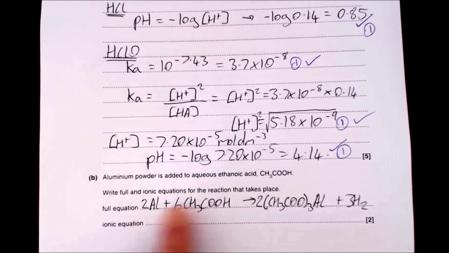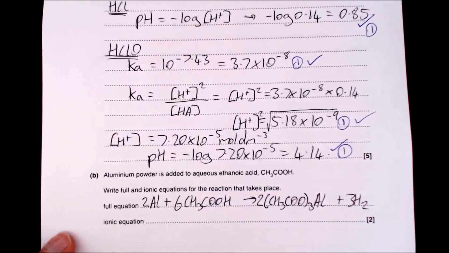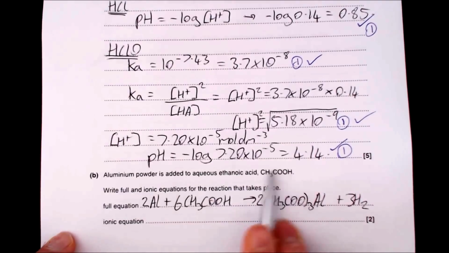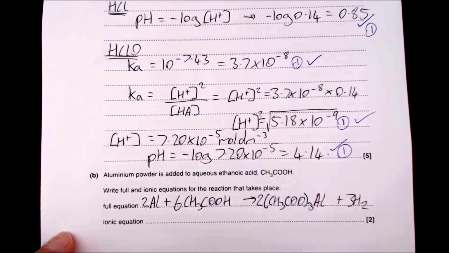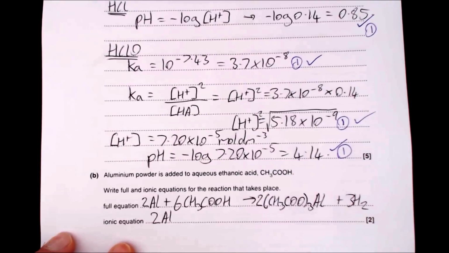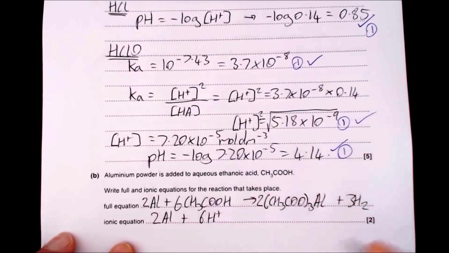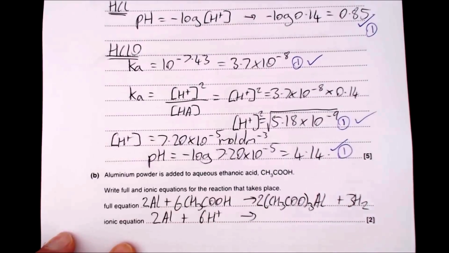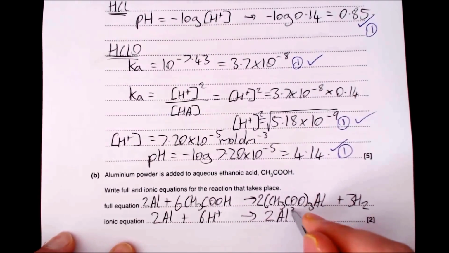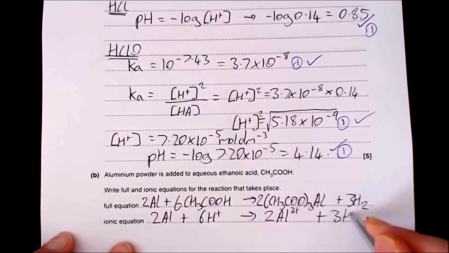You can see acid plus metal gives salt plus hydrogen gas. That's always the case. And the ionic equation is basically all we're interested in is aluminium reacting with the acid. The only important part of the acid is the H plus. So we're going to write this down here. So it's 2Al, and that's going to react with 6H plus, because that's the ions that are important in the acid. And we're going to form 2 lots of Al3 plus, because that's the ion that we're looking at. Obviously plus your 3H2 as well.